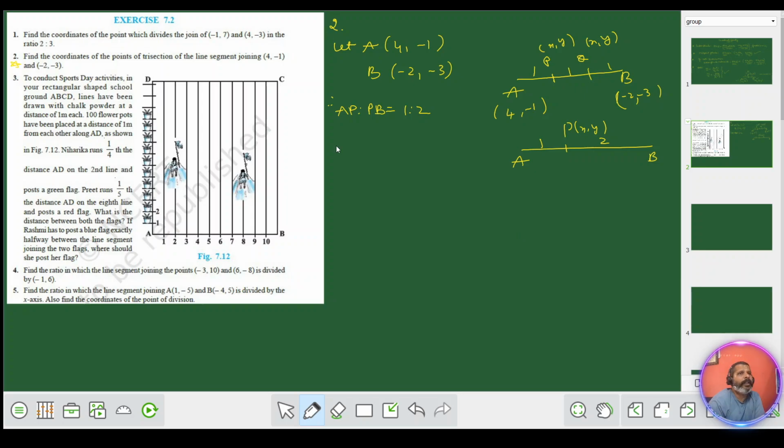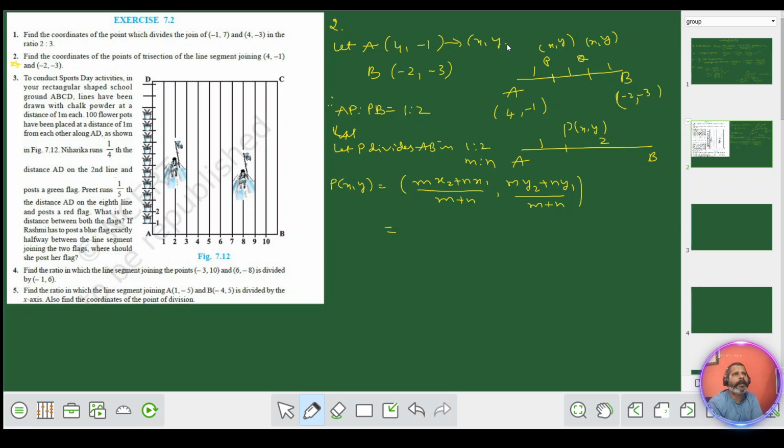Therefore, let P divide AB in 1:2. Now we'll apply a section formula for P of xy. P of x comma y is equal to (m x2 plus n x1) by (m plus n), similarly (m y2 plus n y1) by (m plus n). Here m is to n is this ratio. These are x1 y1, x2 y2. This is x1 y1. This is x2 y2. By figure you can understand, right?